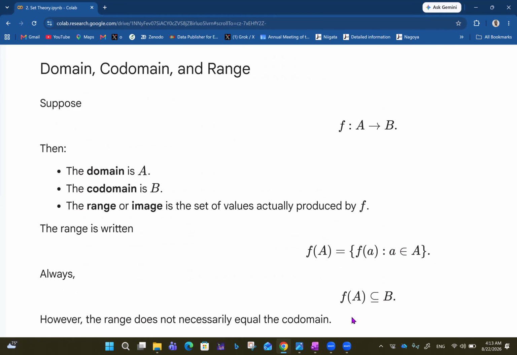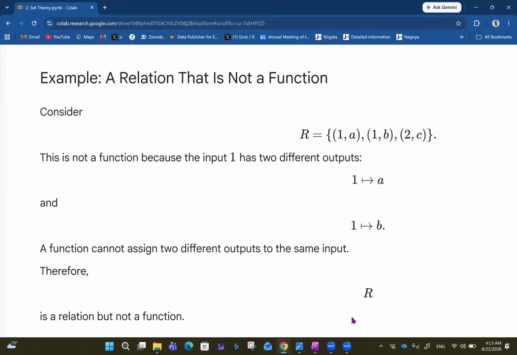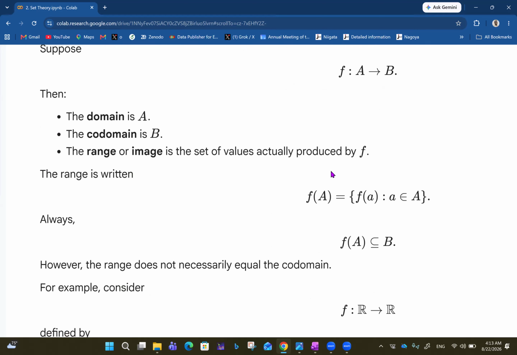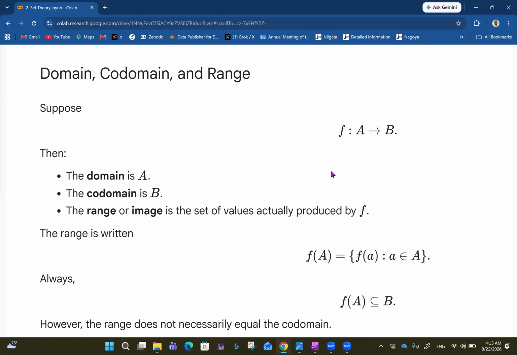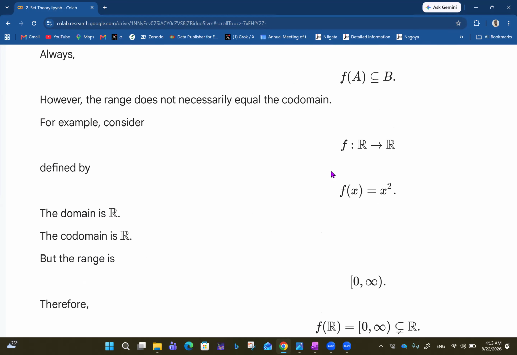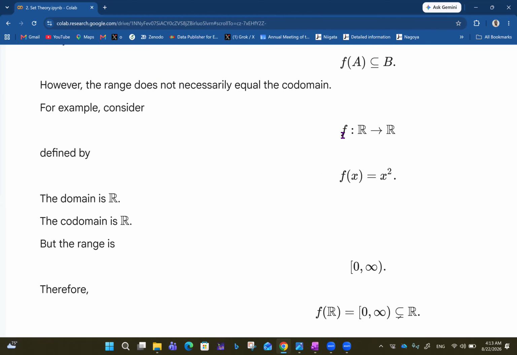So every element in the codomain does not have to be an output of something in the domain, but everything in the domain must have an output in the codomain. However, the range does not necessarily equal the codomain, right? For example, consider f which maps real numbers to real numbers, defined by x squared. The domain is R, every real value of x works here, and the codomain is also the set of real numbers. But the range is 0 to infinity.